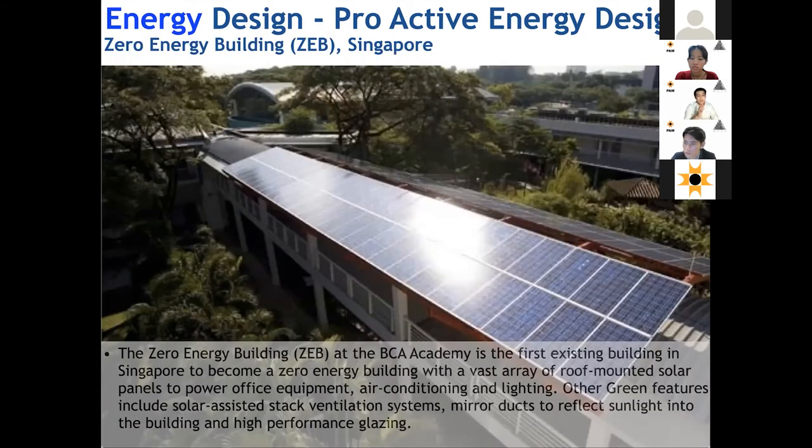Now, this is a zero energy building at BCA Academy. BCA is the local, it's called a housing ministry in Singapore. So this is quite an experimental building. It's the first zero energy building. Now, zero energy doesn't mean that this building does not use energy. Just that all the energy this building uses will be offset by renewable energy. So they call it a zero energy building. Now, zero energy buildings, if you notice, only work in low-rise buildings, especially when you use solar panels. Solar panels do not perform well when you go high-rise.